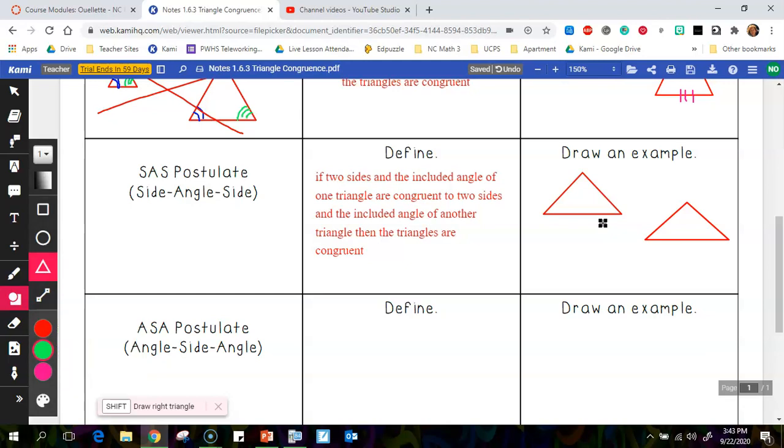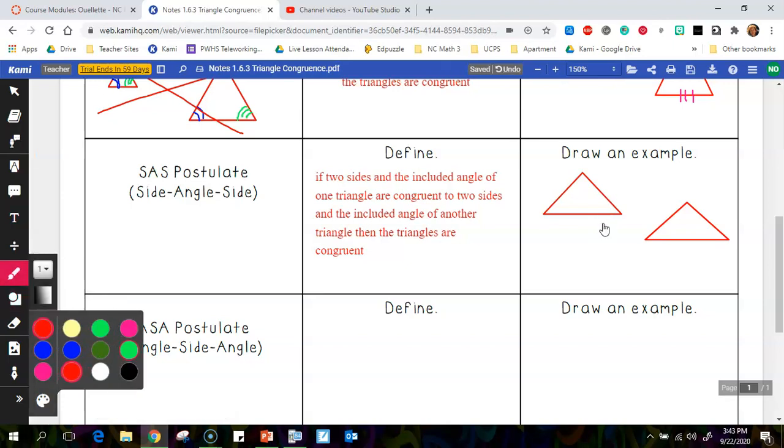Here's what that means. If I have a side congruent and another side congruent on these two triangles, and the included angle, what that means is the angle that these two sides make up. So this angle right here and this one right here. So those two triangles are congruent if I have two sides that are congruent and an angle. So I don't need to know about this third side as long as I know side, angle, side.